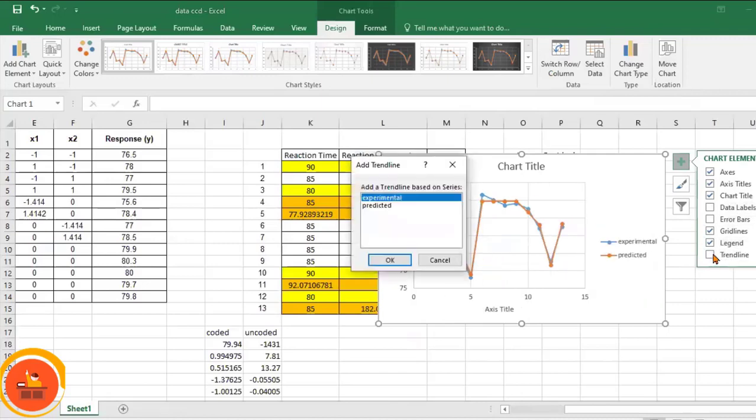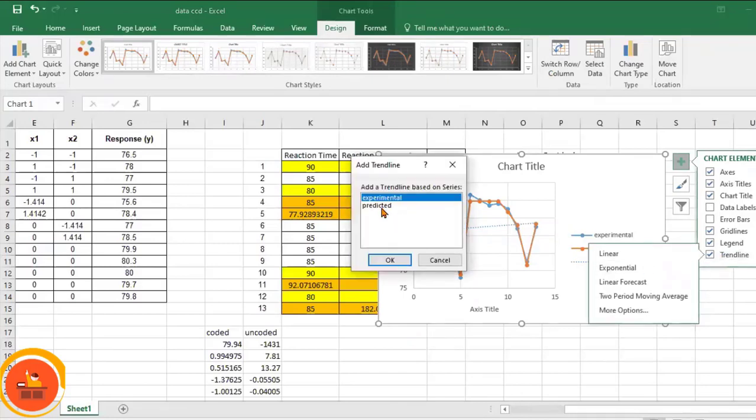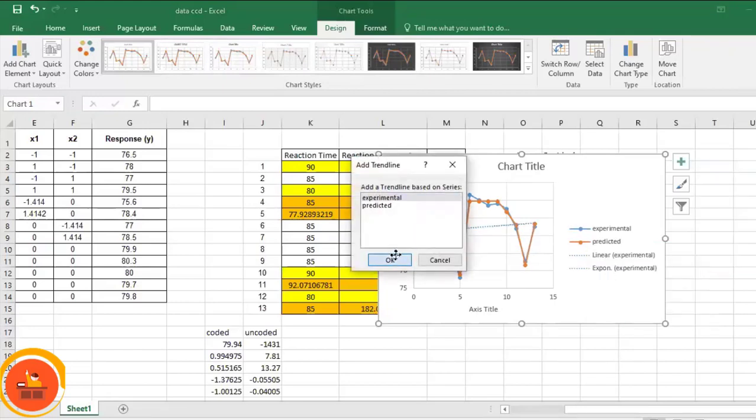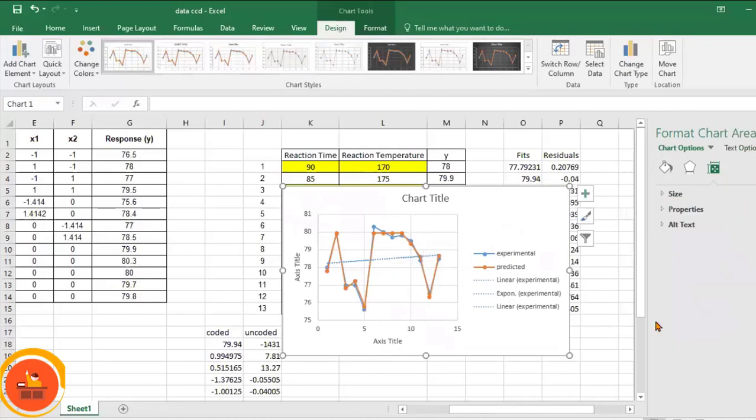So in the trend lines, which kind of trend line, for experimental or predictor? For experimental, so linear trend line it is showing. Here if you select exponential, for experimental or predictor, it will show all these things. And if you go for pressing the more options, we can see more categories of trend lines. Suppose here we require some kind of a polynomial equation.